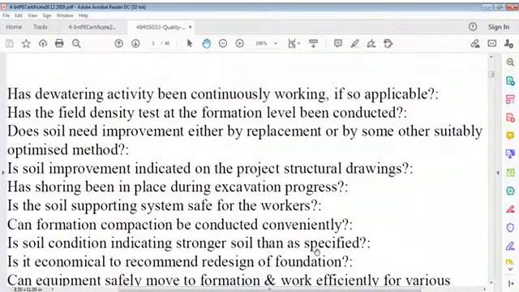Now, dewatering activity being continuously worked, if applicable, means we should have known in the beginning, before starting excavation, the state of the water table. If we have to apply a dewatering system, it may be a well point system or a submersible pump system or some other system, which depends on the type of soil underneath. If it is silty clay, we cannot say that we can go for submersible pumps, and if it is sandy soil, we cannot say we should go for a well point system. It depends on what we have to do.